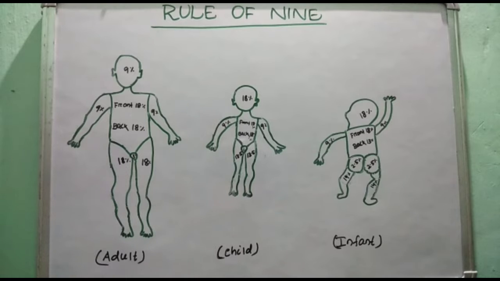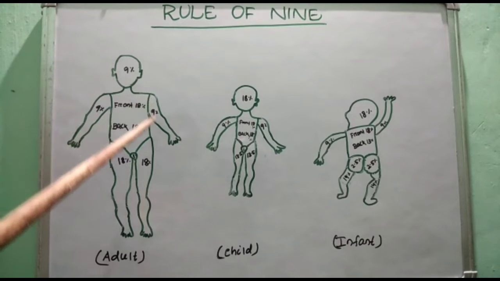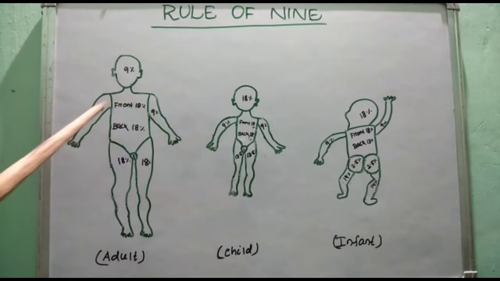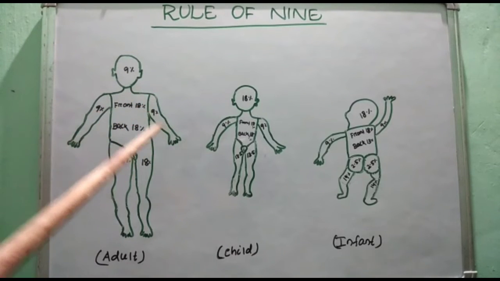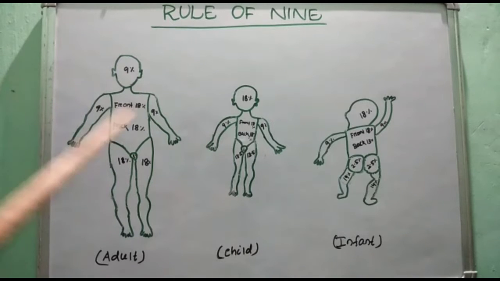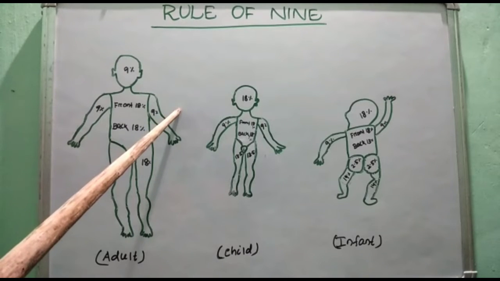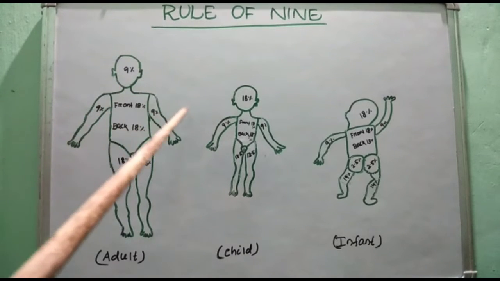If only the front area of the head is bone, we give it 4.5%. If the back area is bone, then we give it 4.5%. So total head is 9%, means front 4.5 and back 4.5. Then next, left hand is 9%. If the anterior area of the left hand is bone, it should be given 4.5%. If the posterior area of the left hand is bone, it should be given 4.5%.